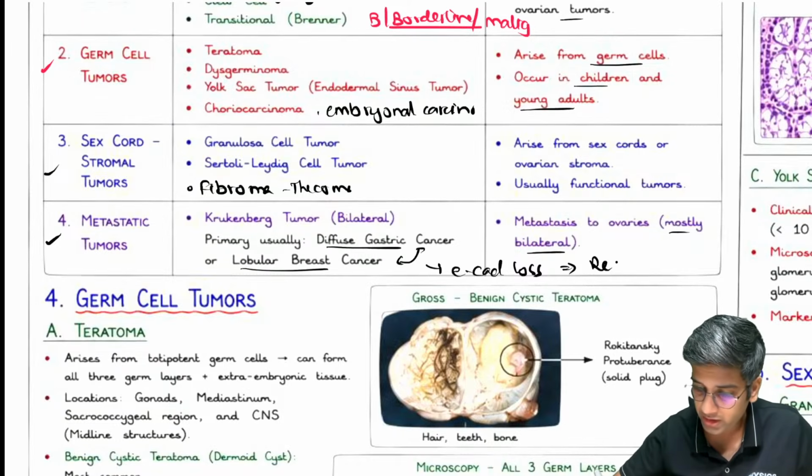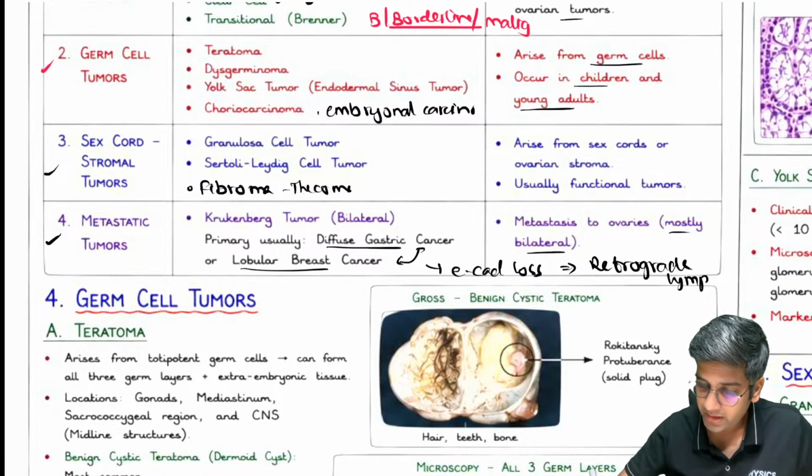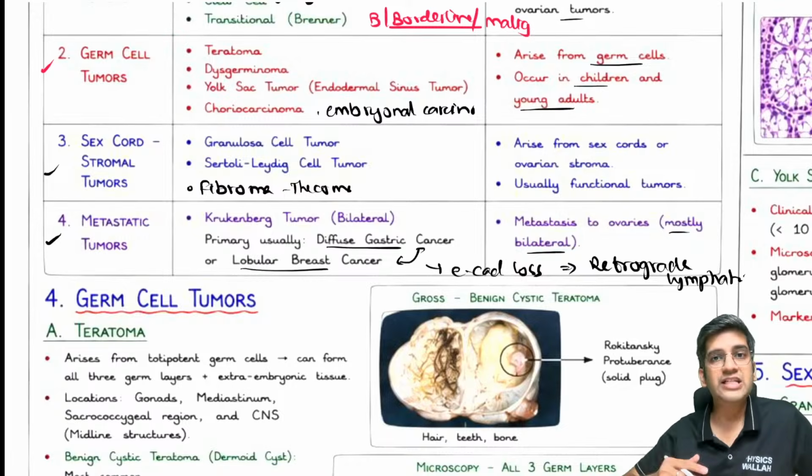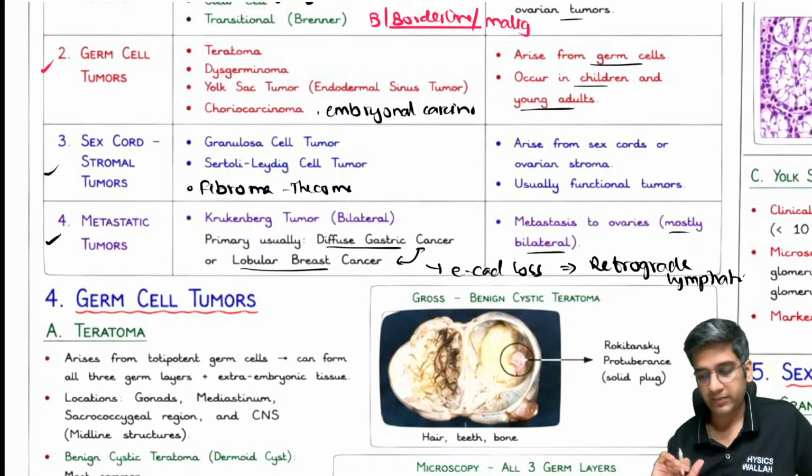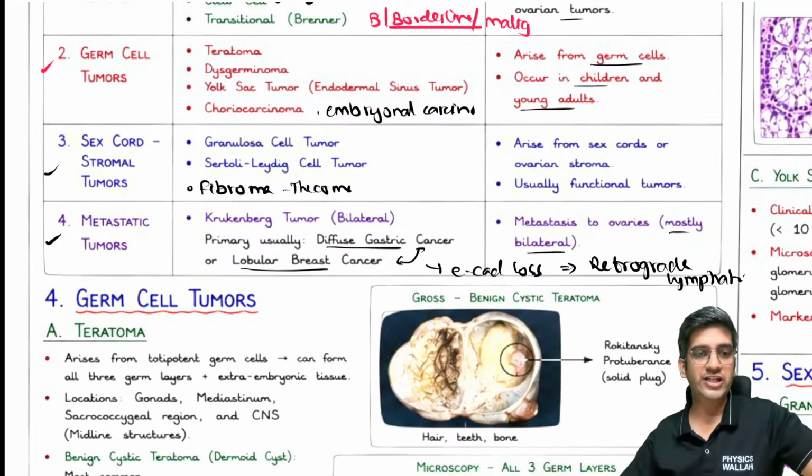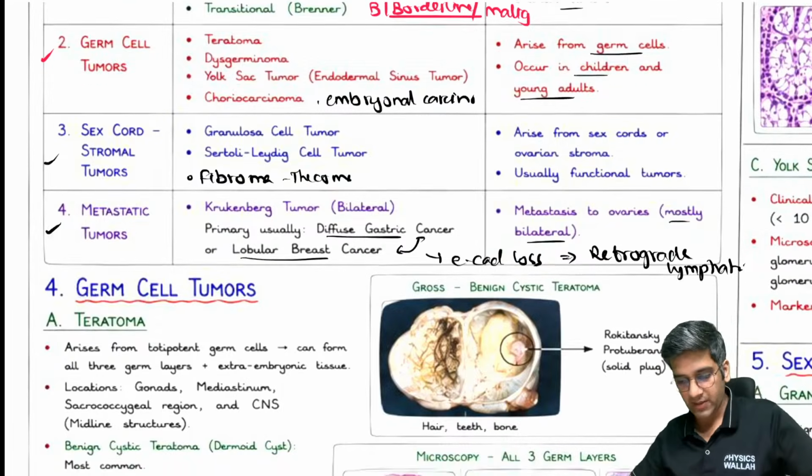Yeah, you are right, Suhana. Retrograde lymphatic spread. They are so dispersed, the cells can go in a retrograde fashion and they can go and sit in the ovary. Fine. Okay. So I understood CDH1 mutation. Fine. Ignore it. Okay. Perfect.